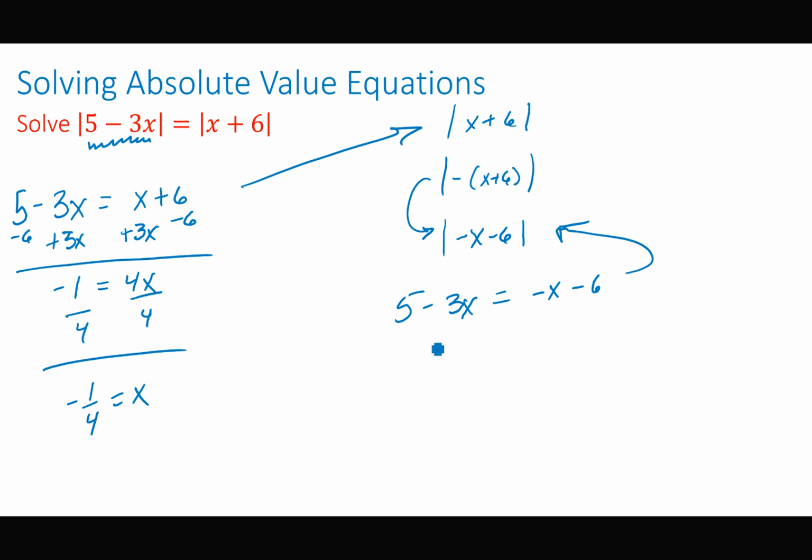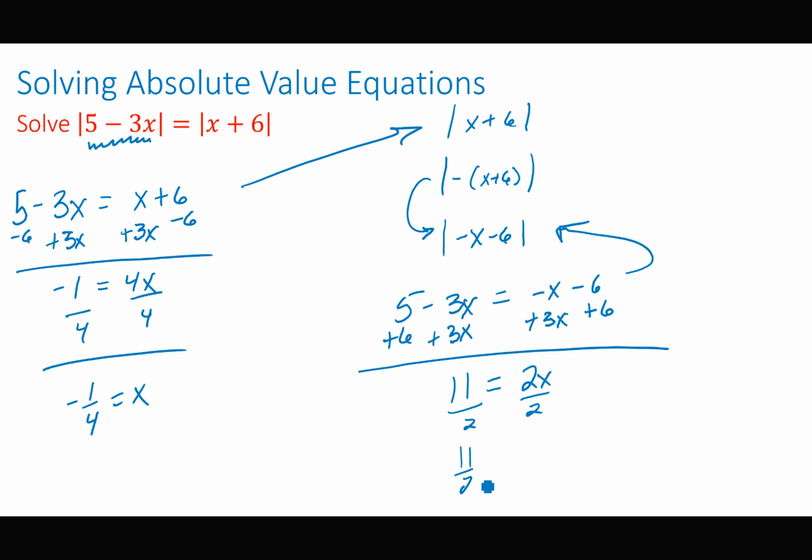And my other one, if I want to keep going, so I'll add 3x to this one, add 3x, but now add 6 this time to both sides. I'll end up with 11 equals 2x. Divide by 2, I'll have 11 halves is equal to x.